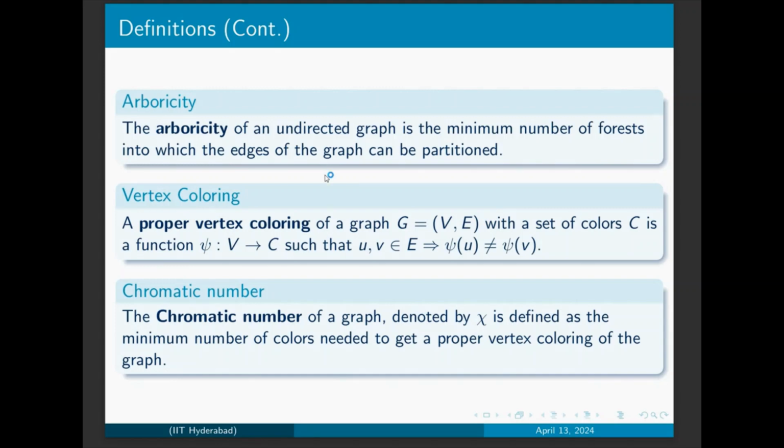The arboricity of a graph is bounded by one more than its degeneracy, which is again a close relation between these two. And finally, vertex coloring, as we already defined what exactly a vertex coloring is. The chromatic number of a graph is defined as the minimum number of colors we need to color a graph. This is an NP-hard problem to find.